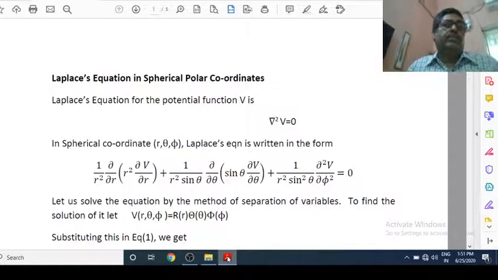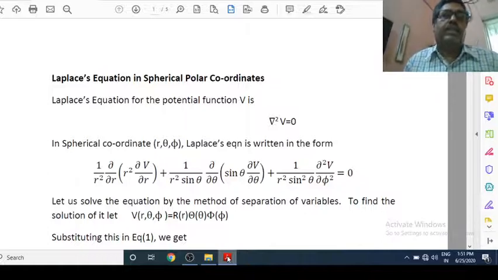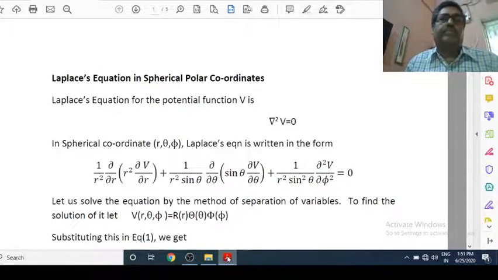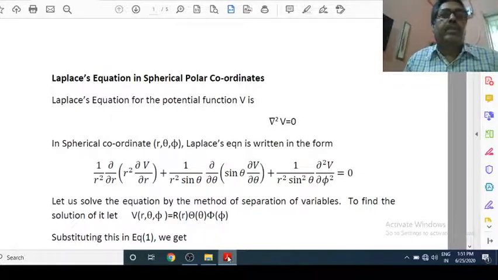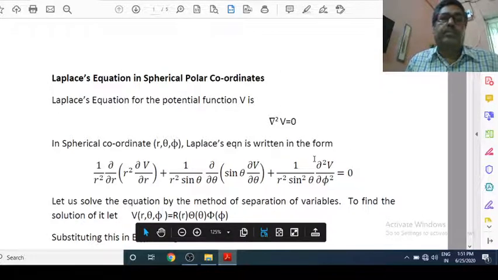Today's topic is Laplace's equation in spherical polar coordinates. Actually, this question is important from the examination point of view for degree 2 students. Paper 5, paper 3A, group A.